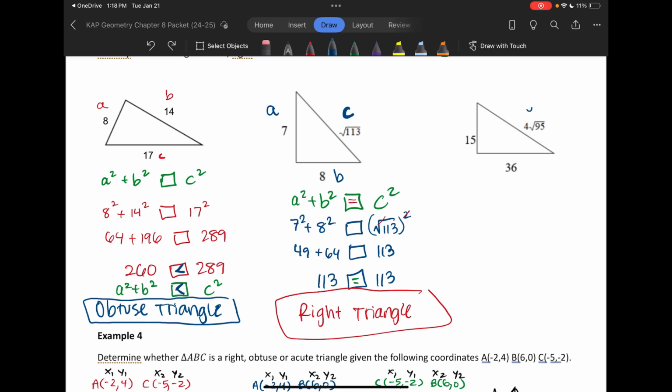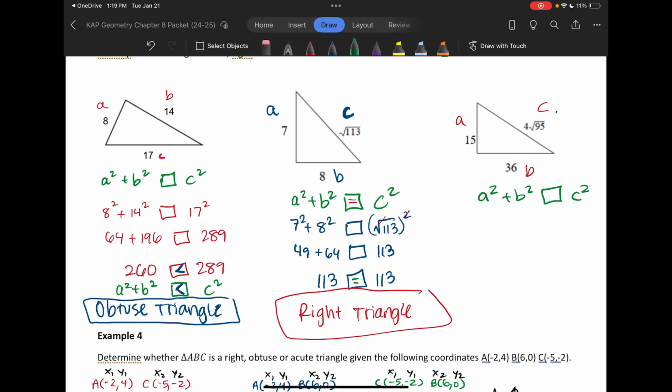38.987, which tells us that 4 root 95 is our largest side. So we'll call that C. This will be my C. Let's make A 15, B 36. The criteria we're checking for is A squared plus B squared, comparing that to C squared. Is it equal? Is it less than? Is it greater than?